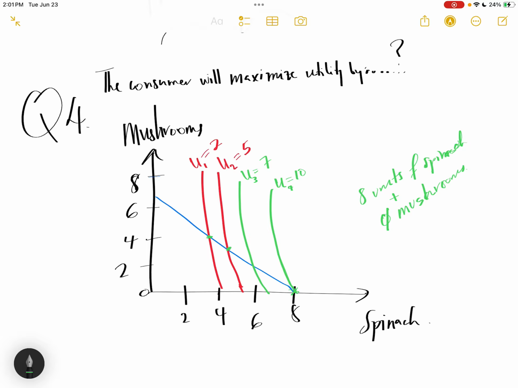All right, so this is the optimal bundle. The optimal bundle, again, occurs at tangency between the indifference curve U4 and the budget constraint, the blue line.